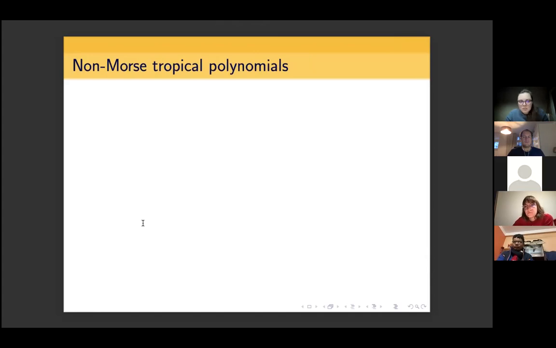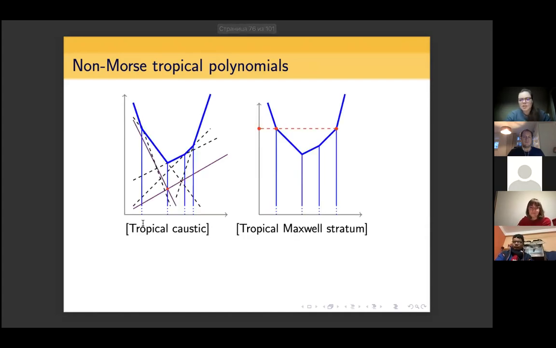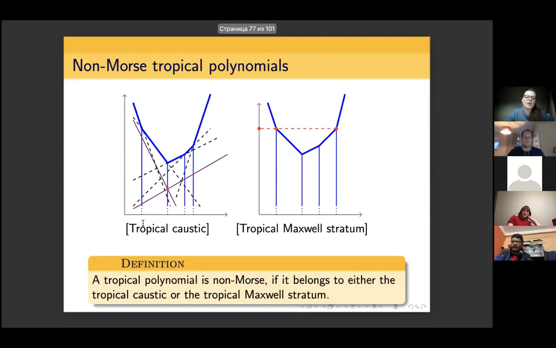So for non-Morse tropical polynomials, you can understand now what kind of answer I'm going to tell you. Instead of a notion of a smooth tropical polynomial, I have to come up with a notion of a Morse tropical polynomial. And here is an explanation. Actually, this slide shows you not Morse tropical polynomials, but non-Morse tropical polynomials. A tropical polynomial can be non-Morse for one of two reasons. The first one I will show on the right.